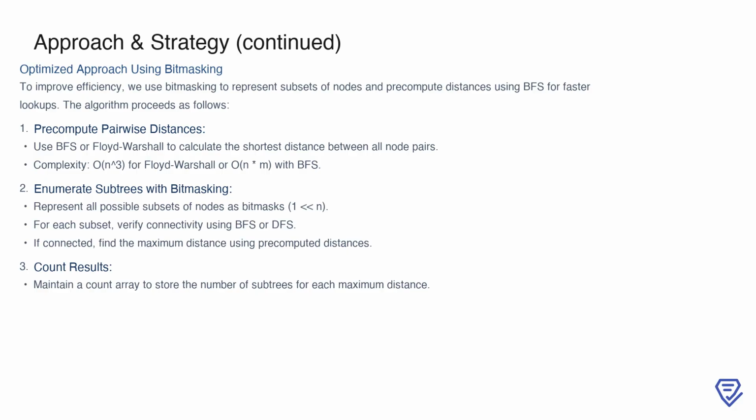Once we have these distances, we can represent all possible subsets of nodes as bitmasks, which provide a compact way to enumerate subsets efficiently. For each subset, we then verify connectivity using BFS or DFS. If the subset forms a connected subtree, we calculate the maximum distance using the pre-computed pairwise distances. Finally, we maintain a count array to store the number of subtrees corresponding to each maximum distance. This optimized approach systematically reduces redundant calculations and organizes the problem into manageable steps.